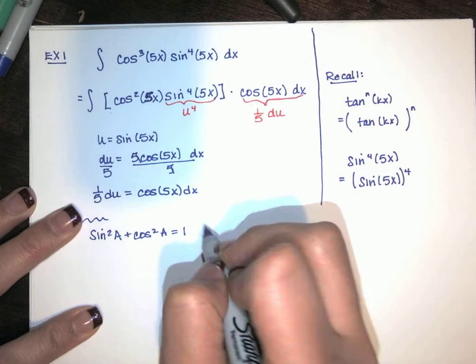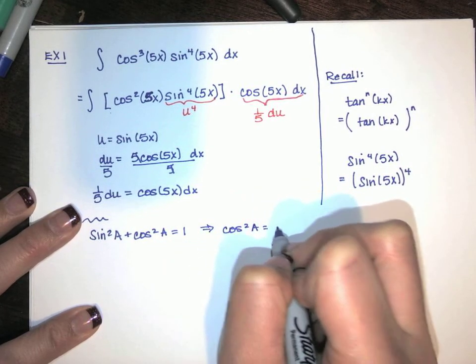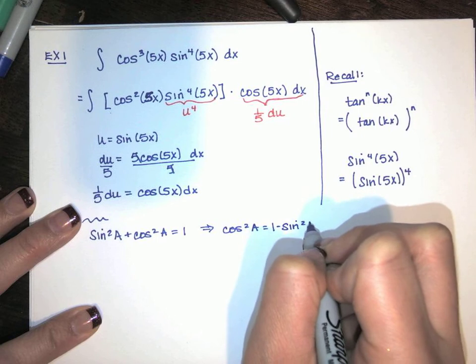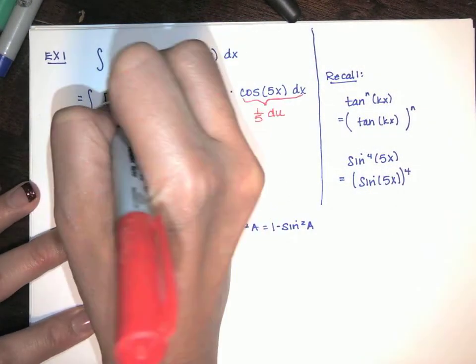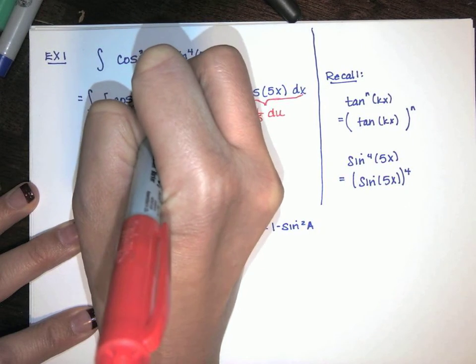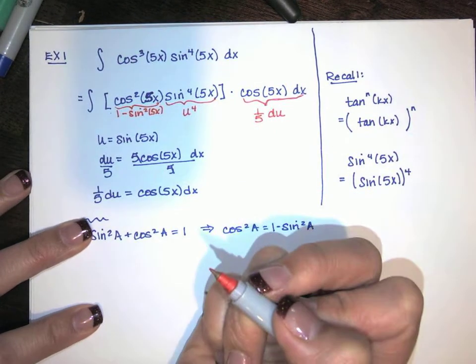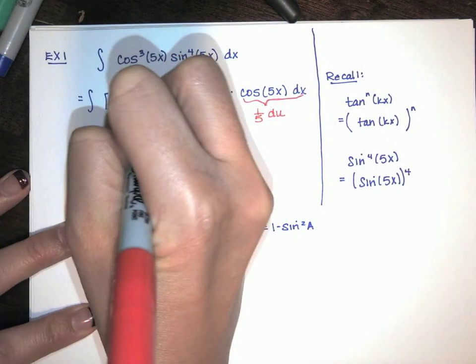So I'll solve this equation for cosine squared by subtracting sine squared from both sides. I get 1 minus sine squared right there. And the angles are the same. So this is 1 minus sine squared of 5x. And remember, sine is our u, so that's 1 minus u squared in terms of u.